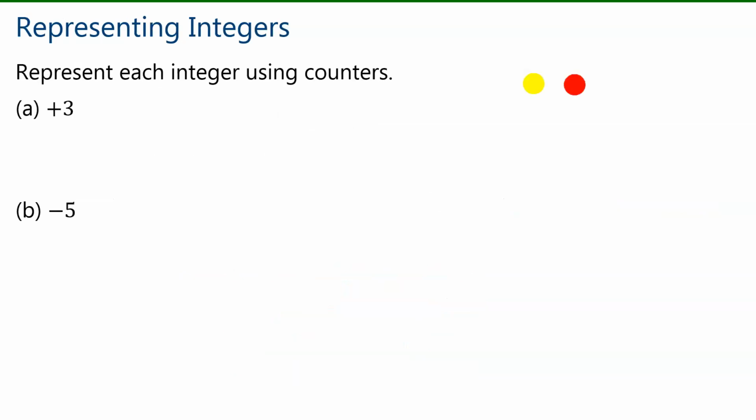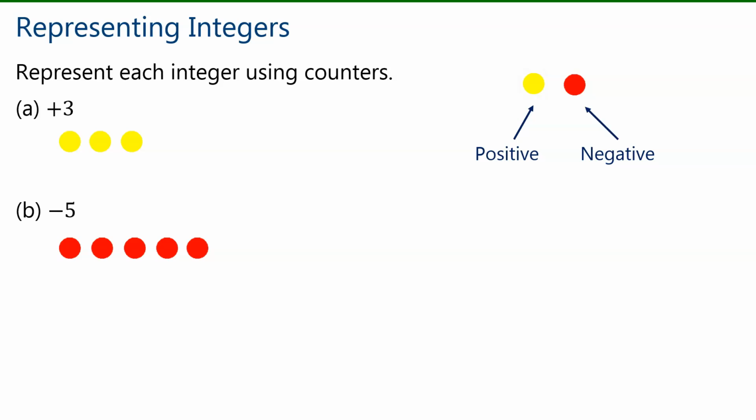So now we're going to start off using counters when adding and subtracting integers. So how do we represent integers using counters? Well, the yellow counter is positive and the red counter is negative. So if I want to represent a positive 3, I just need 3 of the yellow counters. And if I'm representing -5, I just need 5 of the red counters.